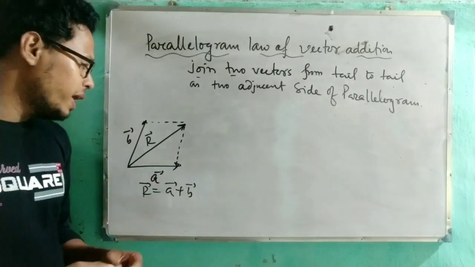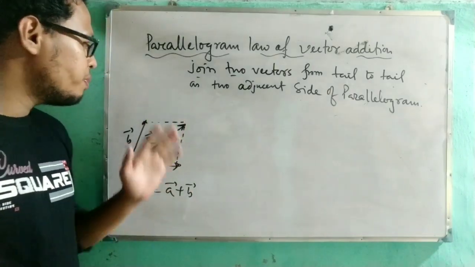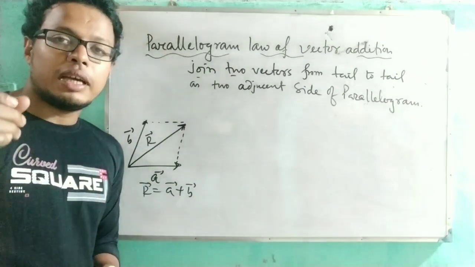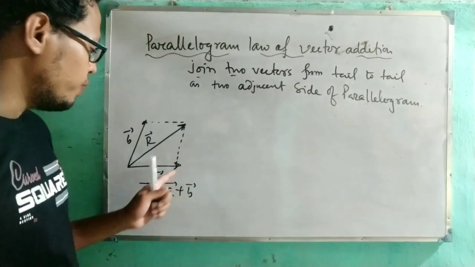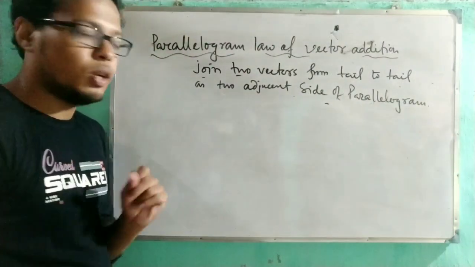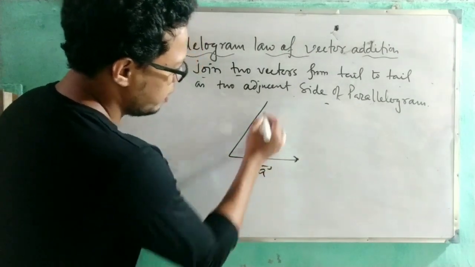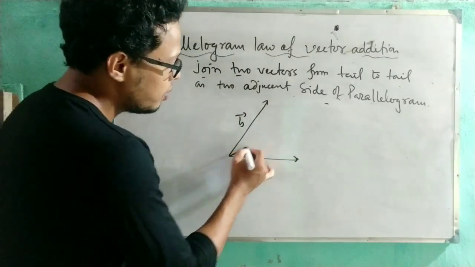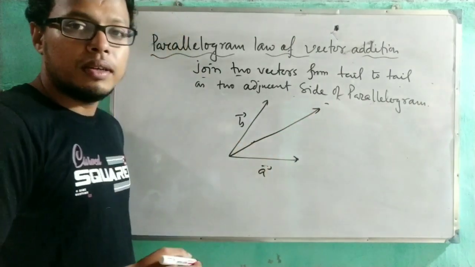But the question will be how to find the magnitude of the resultant. So the same process which I have applied in the triangle law, you will do over here. To find the resultant vector, I will apply the same method of the triangle law. How? See, if these two vectors A and B represent the two sides of the parallelogram, then the diagonal drawn from the common point will give the resultant.